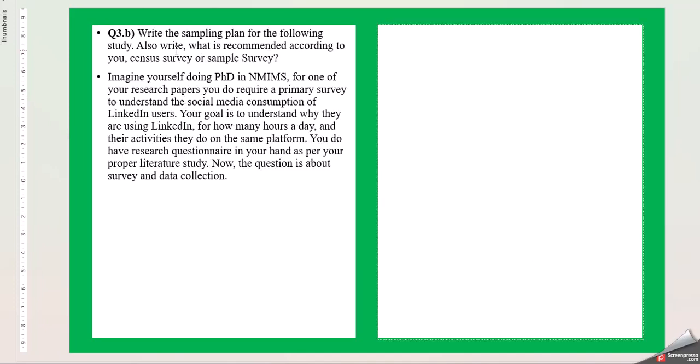Okay, the last one: write the sampling plan for the following study. Also write what is recommended according to you, census survey or sample survey. Imagine yourself doing a PhD in NMIMS. For one of your research papers, you require a primary survey to understand the social media consumption of LinkedIn users. The goal is to understand why they are using LinkedIn, for how many hours a day, and the activities they do on the platform. You have the research questionnaires in your hand as per your literature study. Now the question is about survey and data collection.